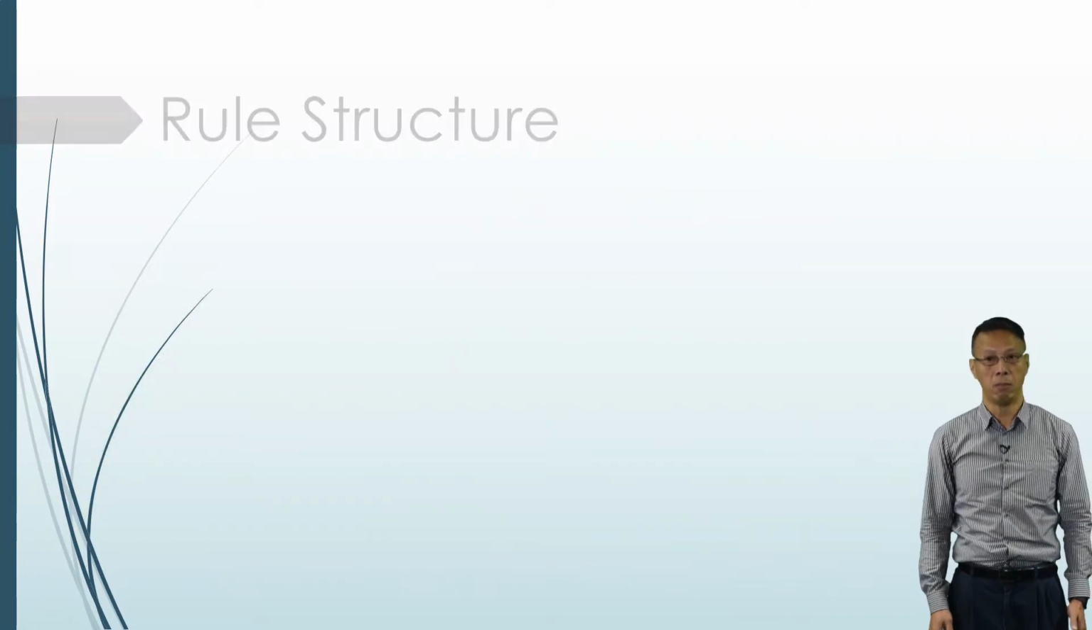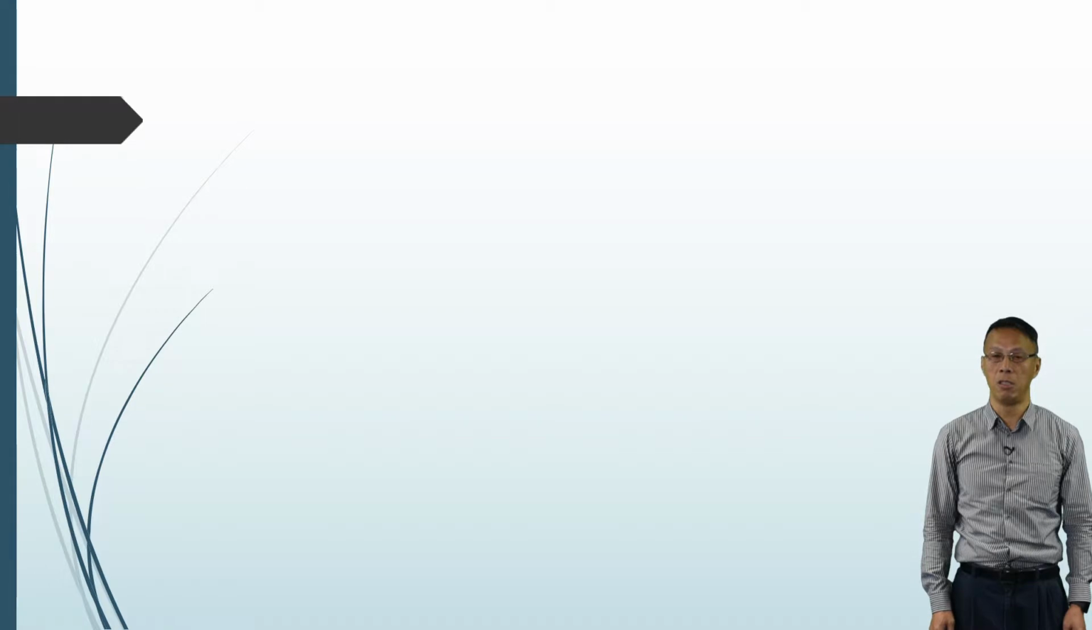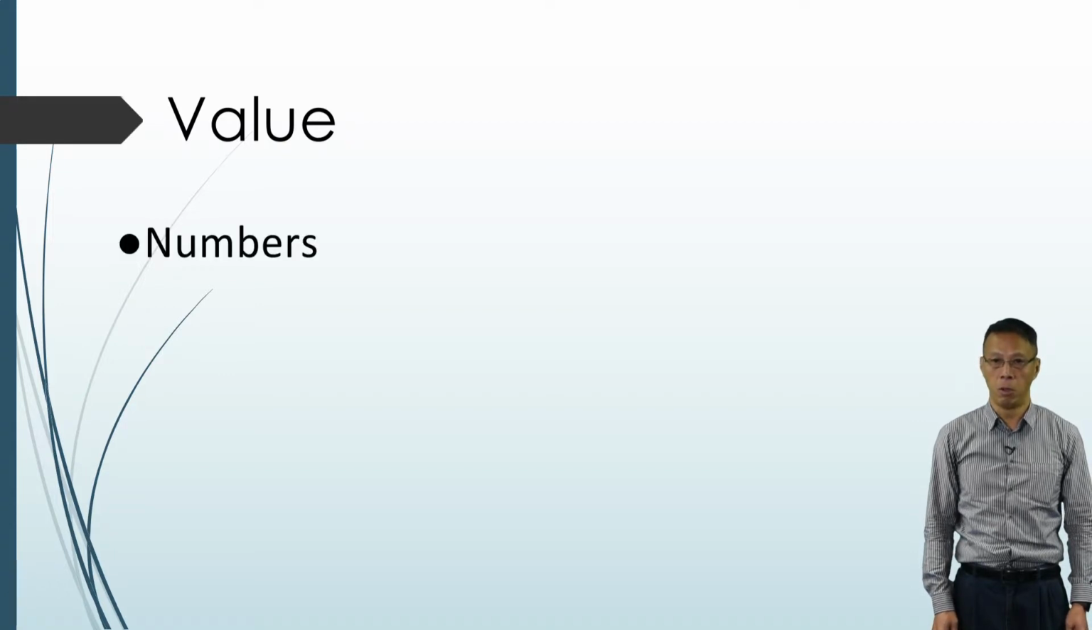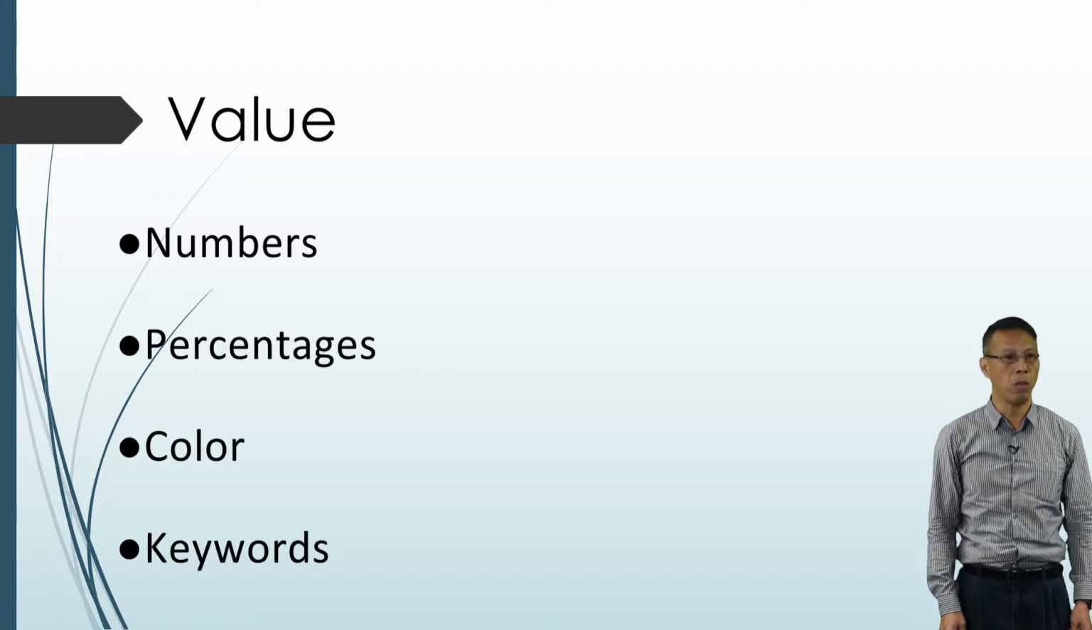Now remember that we have three parts in CSS rules: the selector, the property, and the value. We are often interested in how to assign the values to the properties. There are different ways to assign the values. We can use numbers, percentages, colors, and keywords. All these relate to the properties that we are specifying.